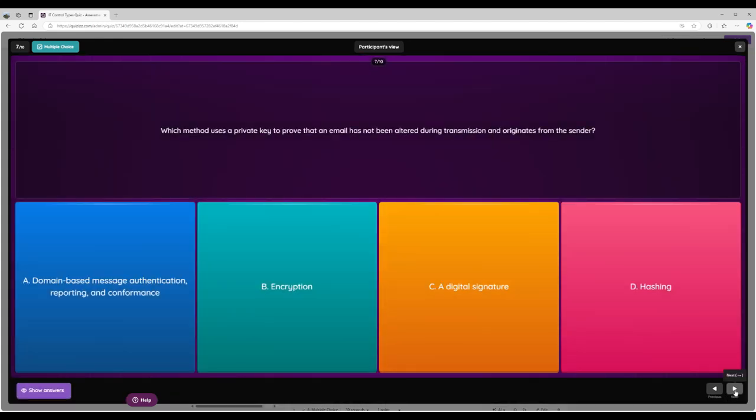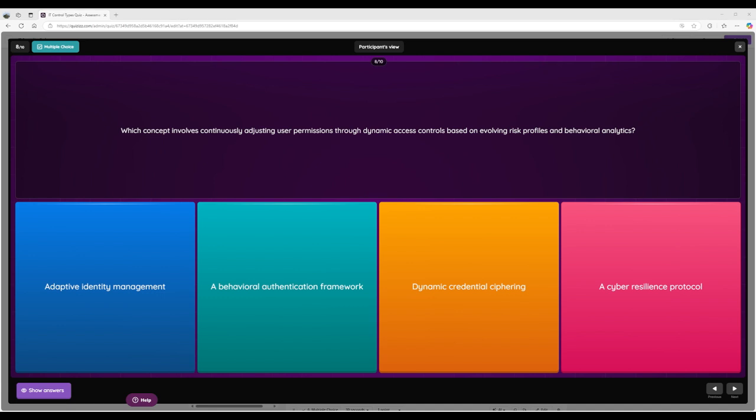Number 8 is where we're going next. Which concept involves continually adjusting permissions through dynamic access controls based on evolving risk profiles and behavioral analytics? So, the thing that we should first look at is, okay, adjusting user permission. So is the access management of some sort, dynamic access control, okay, based on evolving profiles. So we know that this is about access control, right?